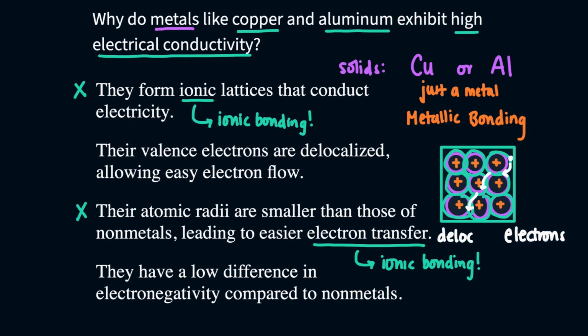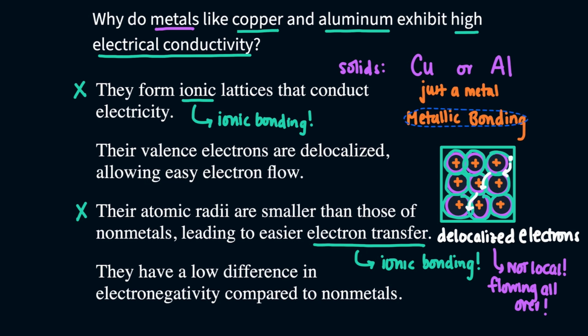Delocalized electrons means that they are not local, which means that they don't just stay still in one atom. They're flowing all over. And this is the idea of metallic bonding. Metallic bonding has the property of delocalized electrons. Covalent bonding doesn't have that, and neither does ionic bonding.